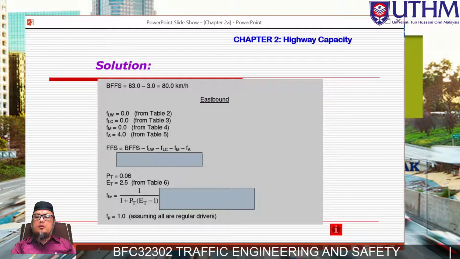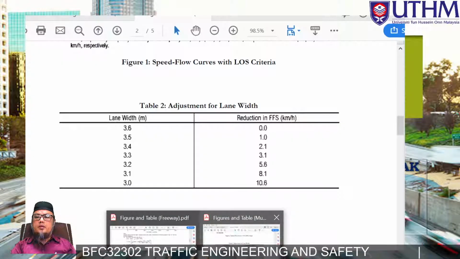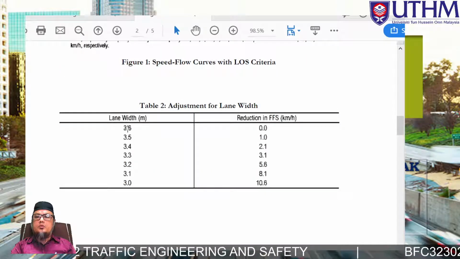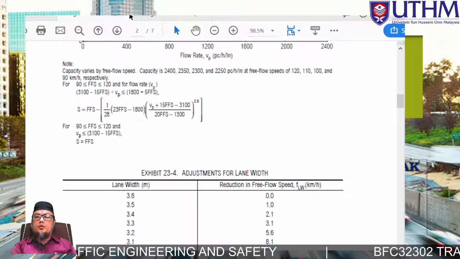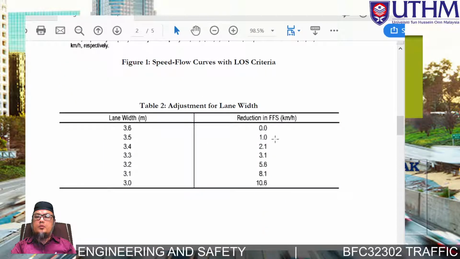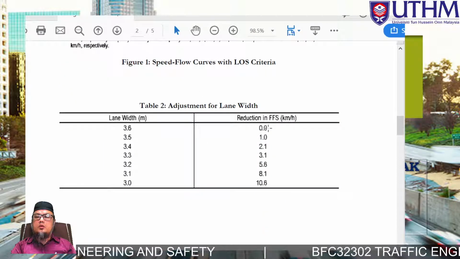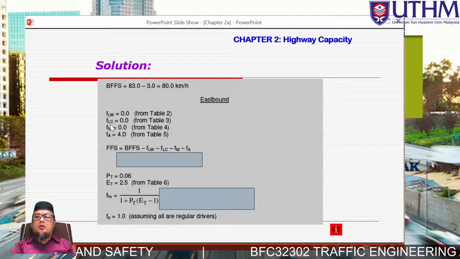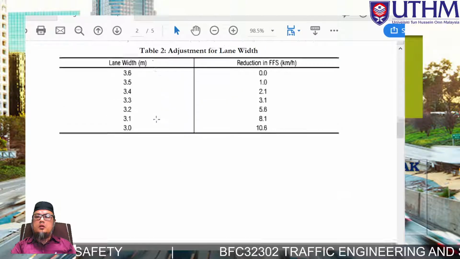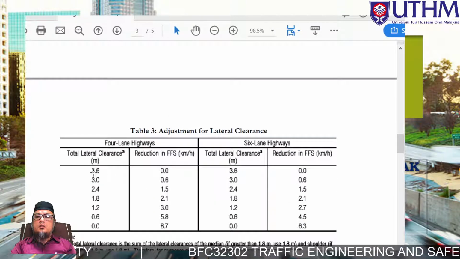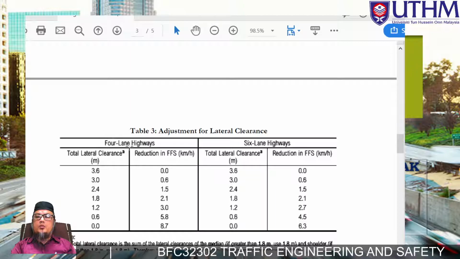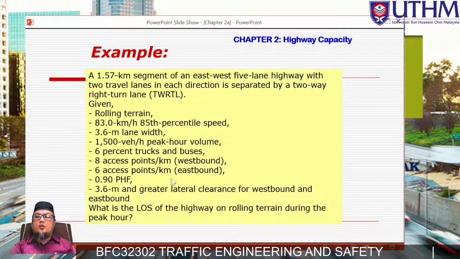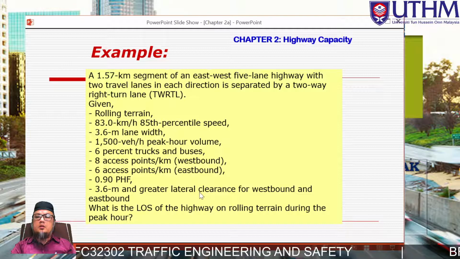Lane width, 0 reduction. Okay, 3.6 is 0 effect reduction. Okay, next, lateral clearance. Lateral clearance 3.6. So we deal with a 4 lane highway, 0. They gave the input for lateral clearance here. Okay, 3.6.